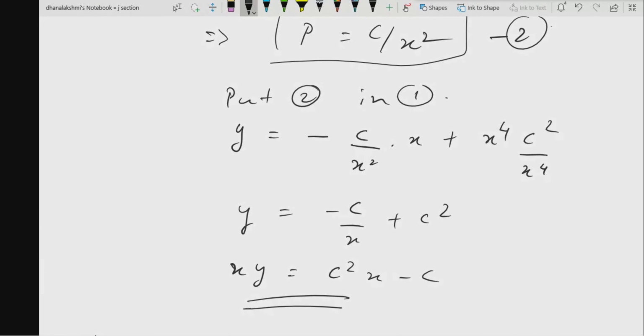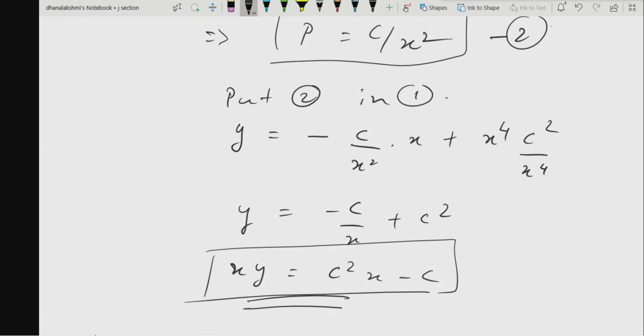So to find this particular c value, you should be given some initial condition. At x is equal to some value, y should be given. That condition can be used here to get the c value, and again you have to substitute that c value in this general solution itself. That will be your particular solution. But since the condition is not given, this is the required general solution.